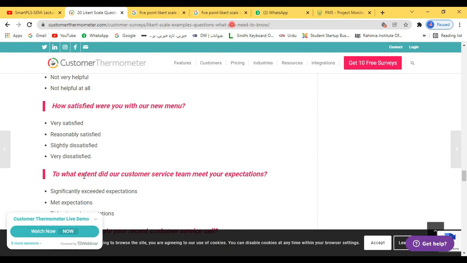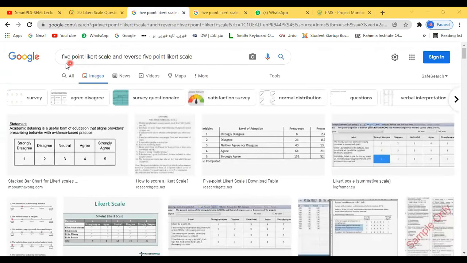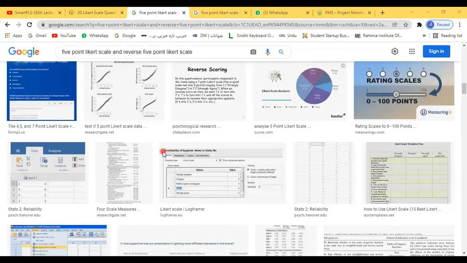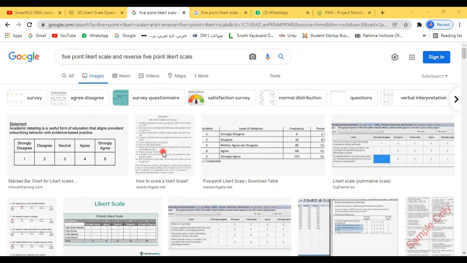Okay. Another thing I'm going to show you is about the 5-point Likert scale. How I found this one: I just wrote 5-point Likert scale in Google, and instead of pressing All, I pressed Images. So now you're looking at different images here. Any image you can use, and so many images you can take from here.